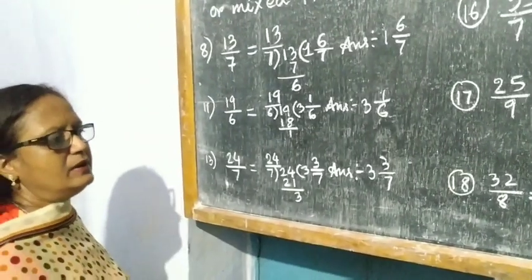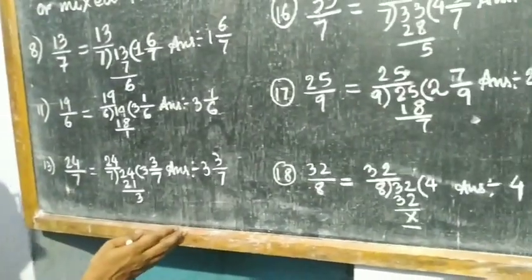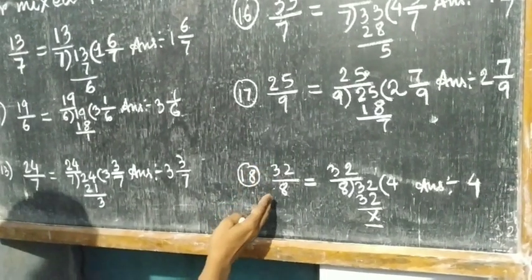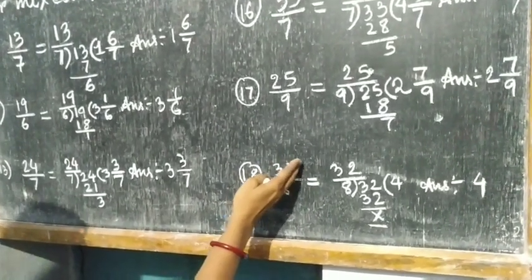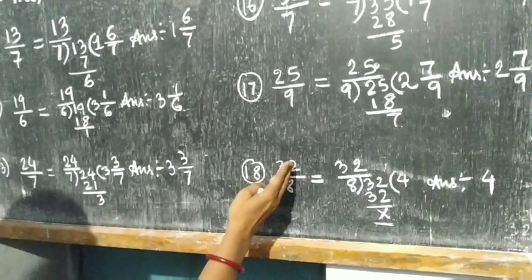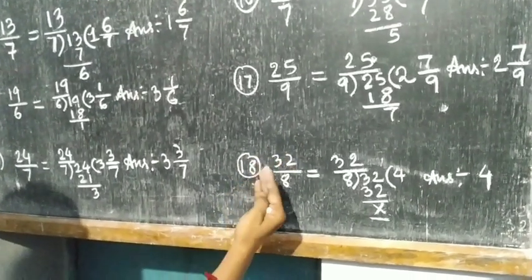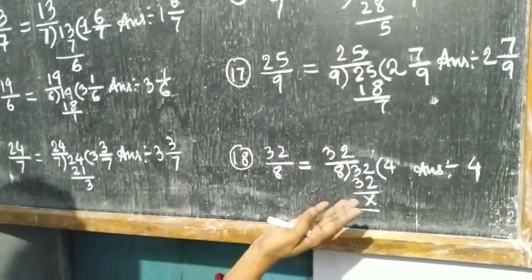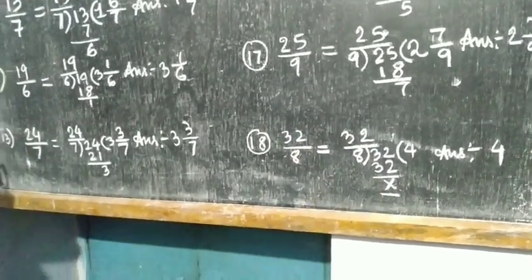So the answer will come. So when you are dividing an improper fraction, what are you getting? You are getting either a mixed fraction or a whole number.